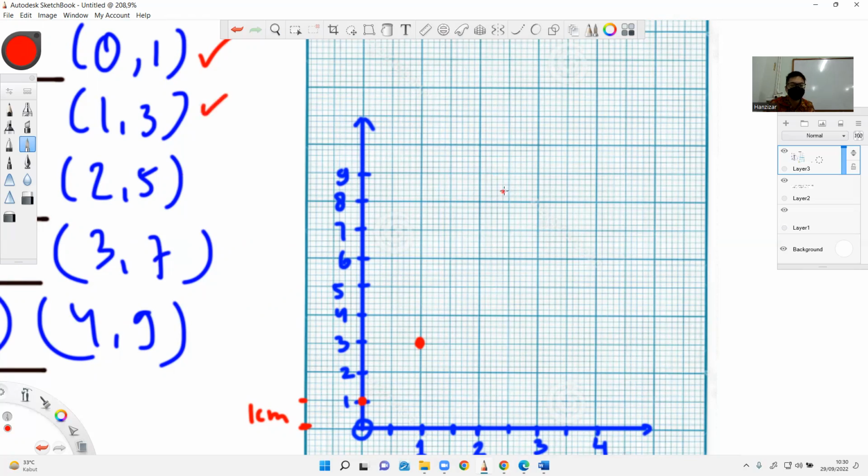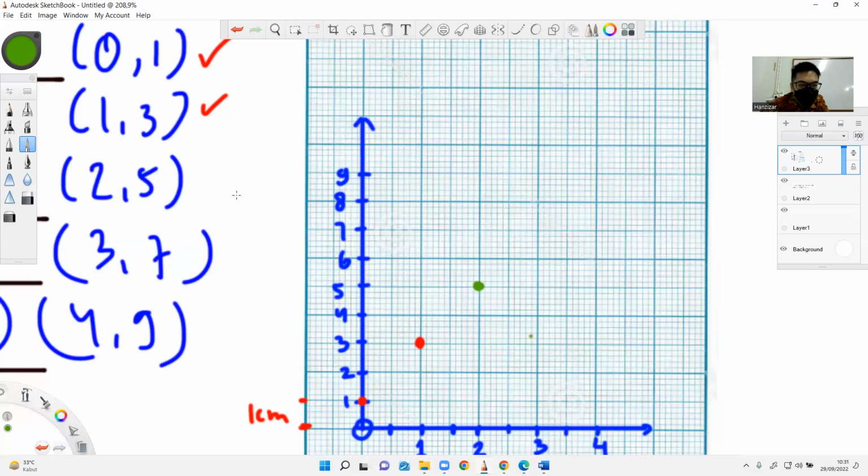2, 5. Where is it, Evelina? 2, 5. The x is 2, the y is 5. Point with your finger. Nice. 2, 5. Does anyone understand so far?